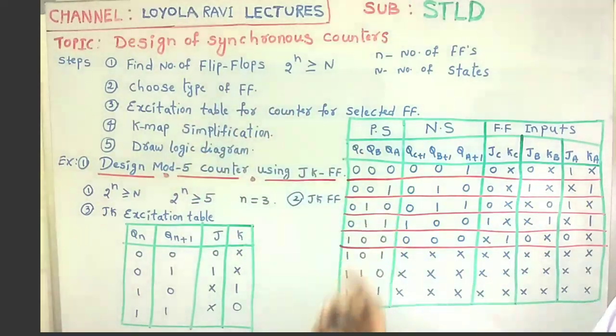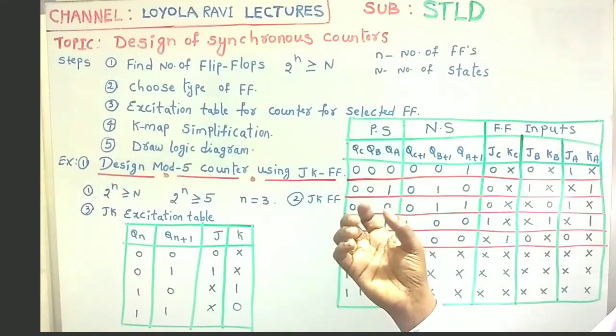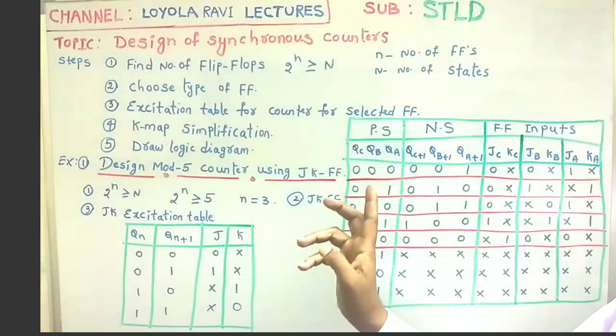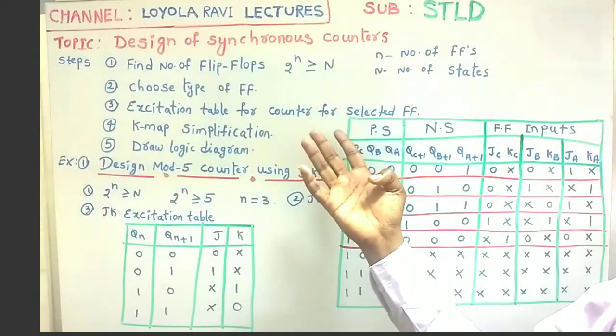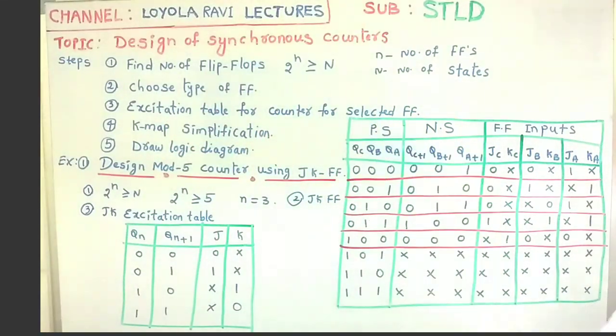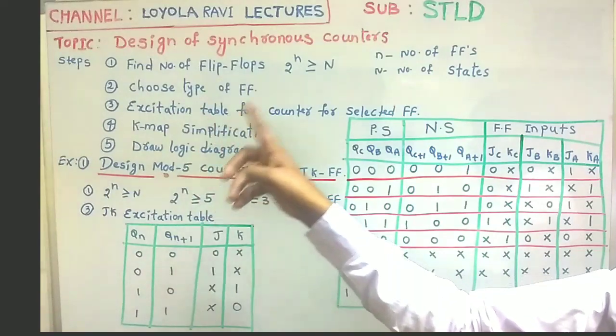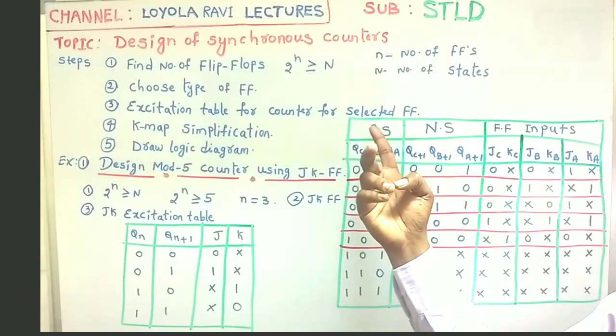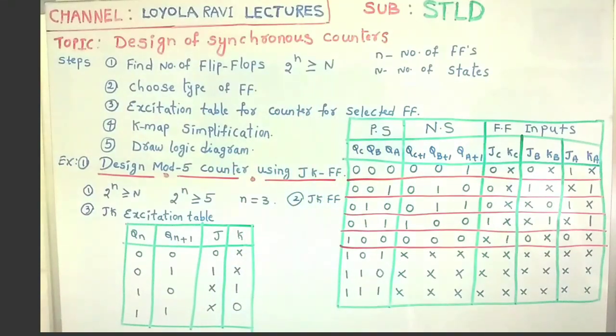Then write the excitation table for the counter for the selected flip-flop. For example, if I am designing this counter using a T flip-flop, let us take the excitation table of the T flip-flop. If I am designing with a D flip-flop, then take the excitation table of the D flip-flop, and so on. For whichever flip-flop we choose, we have to take that flip-flop's excitation table.